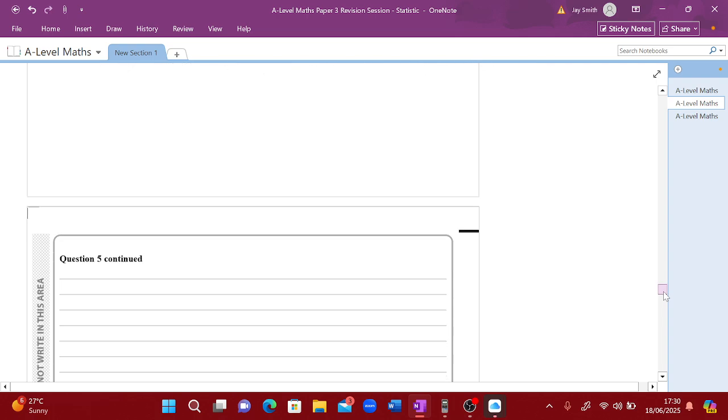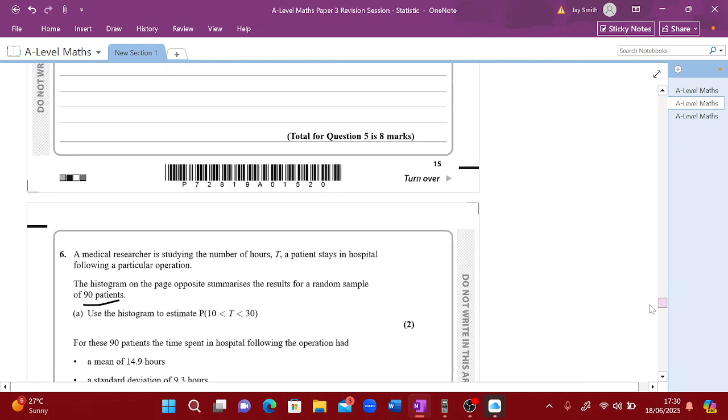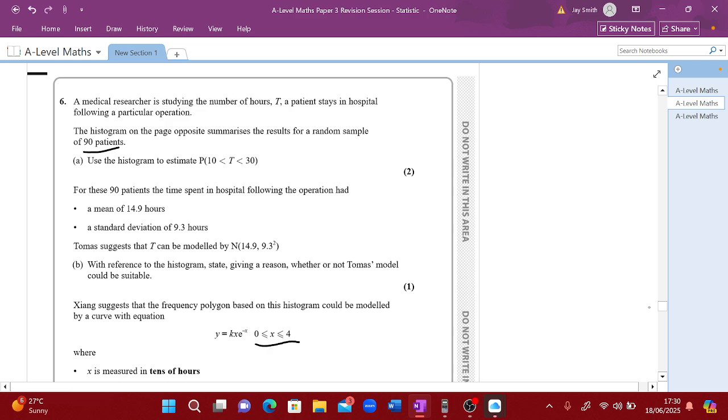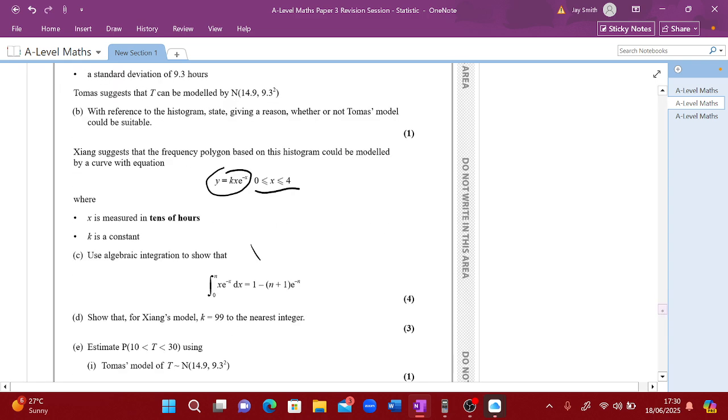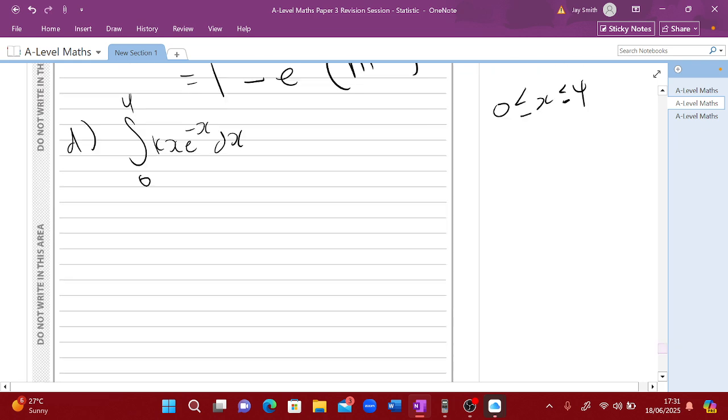Because we are integrating. Oh, wrong question. We are integrating the curve. So we integrate k e to the minus x, but we know what the integral of x e to the minus x is, so we just need to add a k on. And so that will have to give us 90, right? The whole area under the curve.